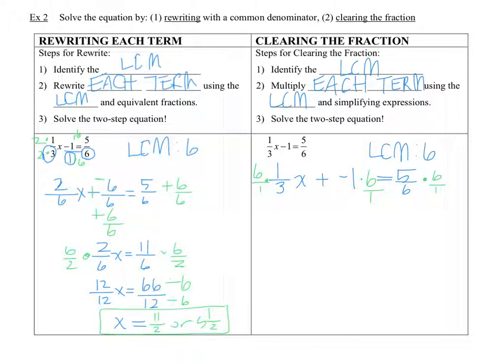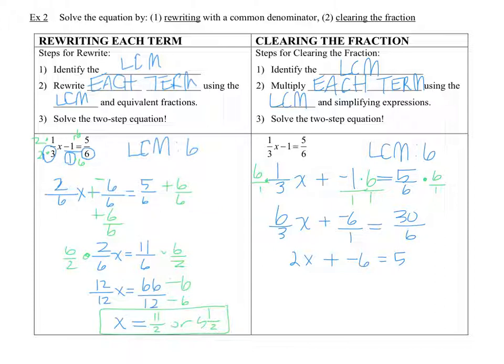I get 6 times 1 in the first term is 6, over 1 times 3 is 3x, plus, in the second term here I have -1 over 1, so -1 times 6 is -6, over 1 times 1 is 1, equals 5 times 6, which is 30, over 6 times 1, which is 6. I'm going to go ahead and simplify. 6 divided by 3 is 2x, plus -6 divided by 1 is -6, equals 30 divided by 6, which is 5. And if you've noticed, multiplying by that least common multiple, that number that every denominator goes into, gets rid of the fraction. I have now a nice looking equation with just whole or integer numbers.